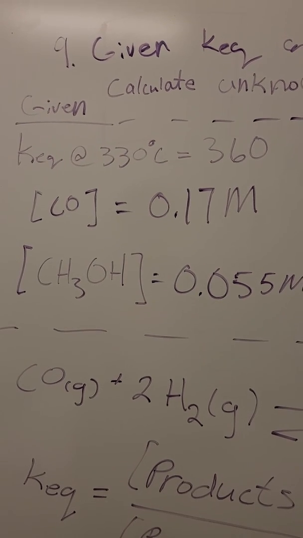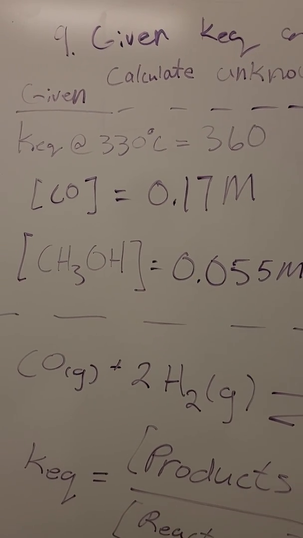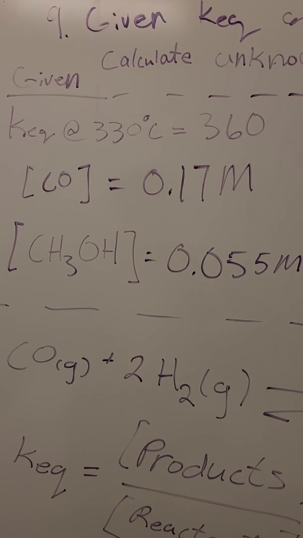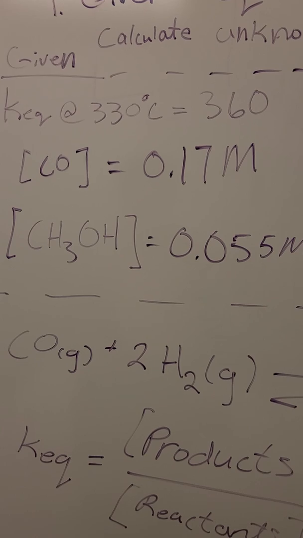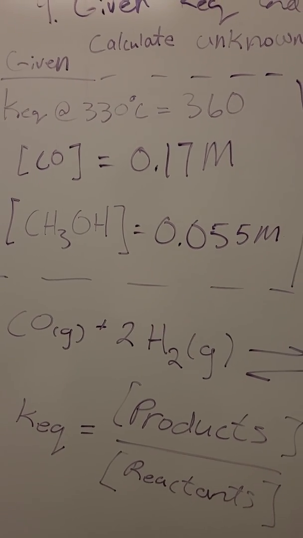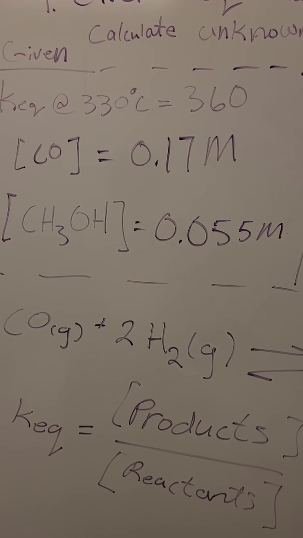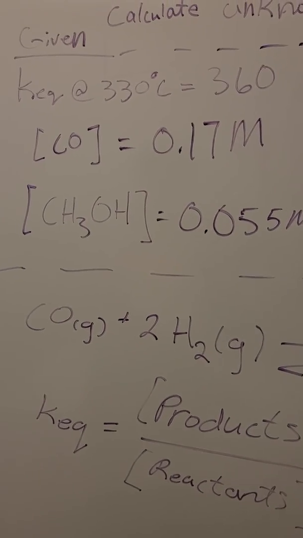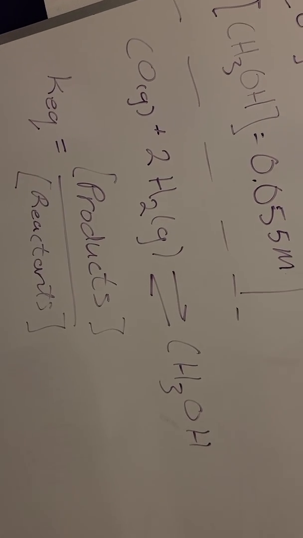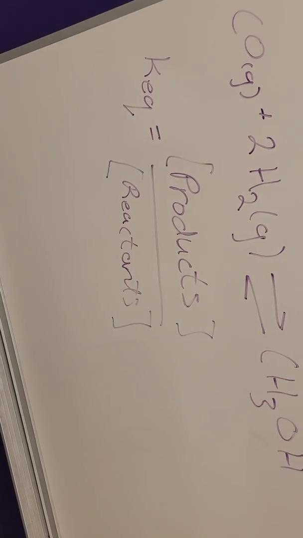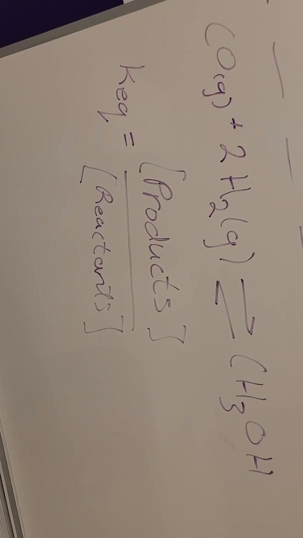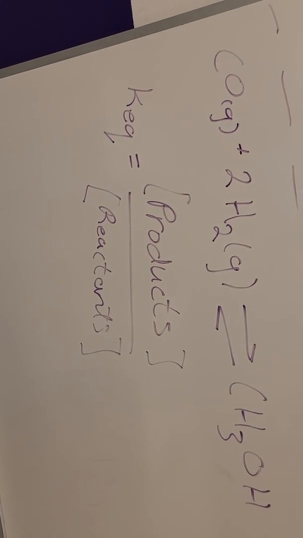Some things given are the KEQ, which is unitless, and for this problem, KEQ equals about 360. We're also given the concentration of CO, which equals 0.17 molal, and CH3OH equals 0.055. We need to know the balanced equation: CO plus 2H2 yields CH3OH. And KEQ equals your products' concentration over your reactants' concentration.